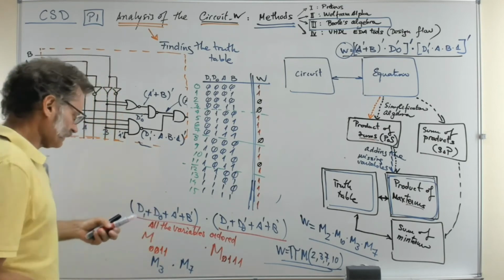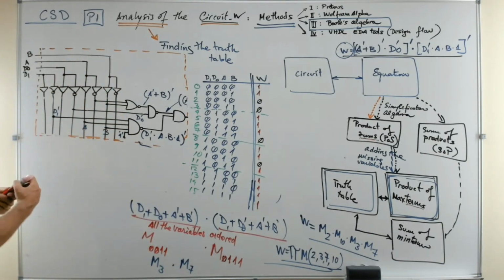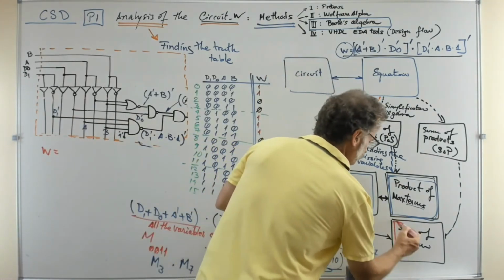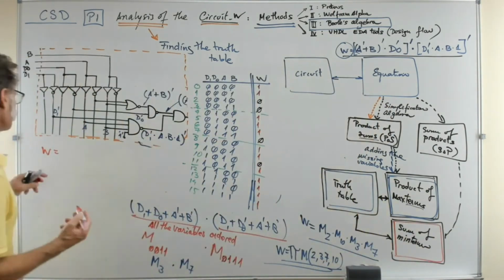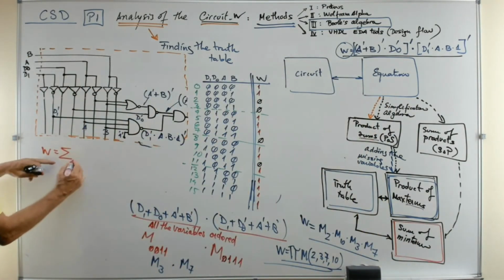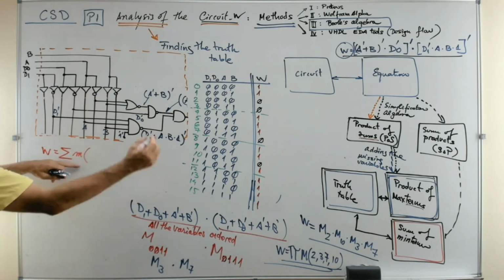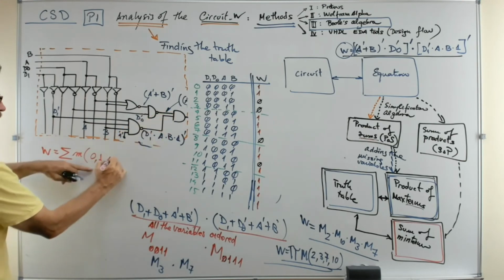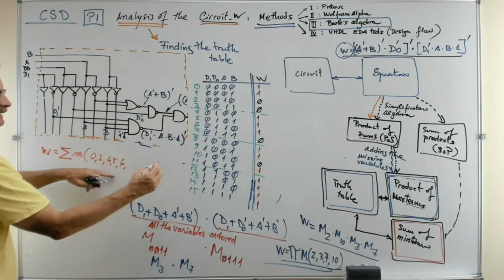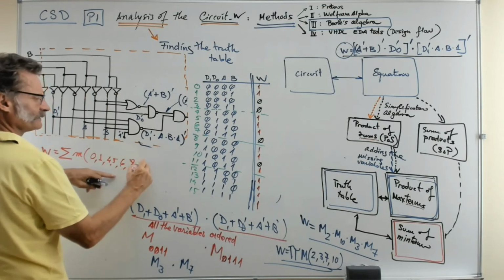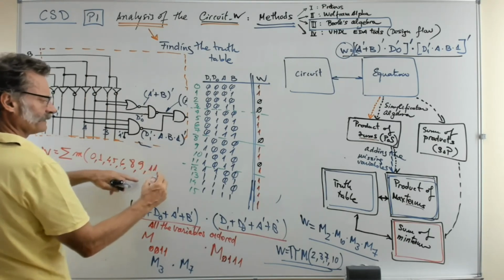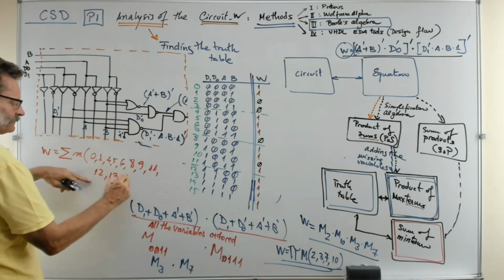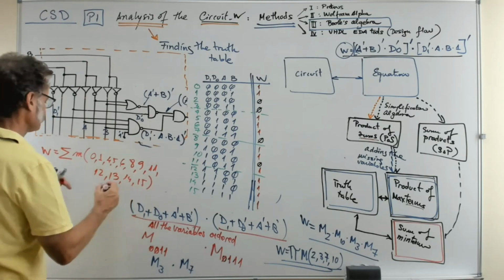So a final description of the W is also this sum of minterms. It's going to be a sum of the minterms that you see here: the 0, the 1, not the 2 and the 3, but the 4, the 5, the 6, not the 7, but the 8, the 9, the 11, and finally the 12, the 13, the 14, and the 15 terms. So this is the same solution.